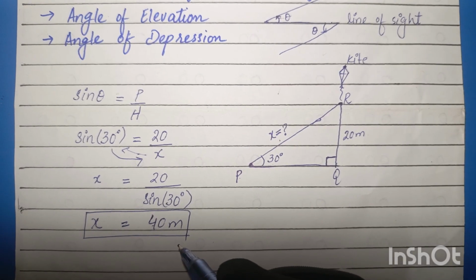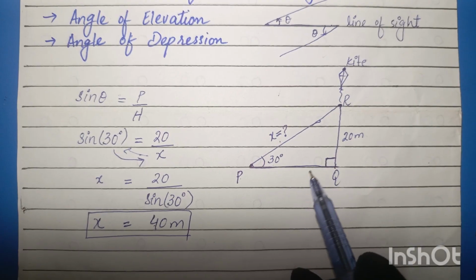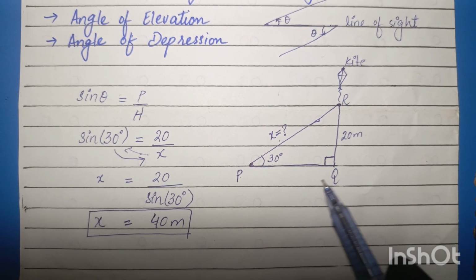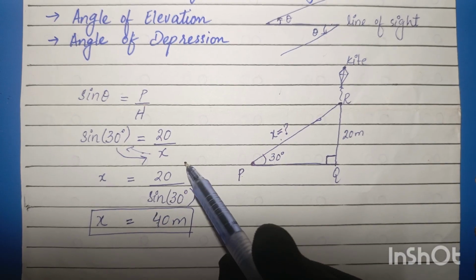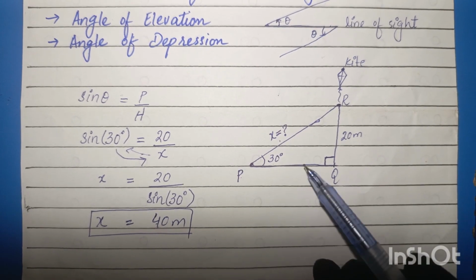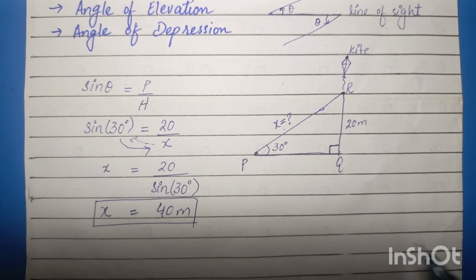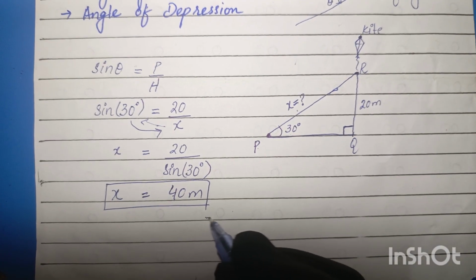So that's how we can use trigonometry in our daily life to find the solution of our problems, by using the trigonometric ratios and the angle of elevation or angle of depression. Here we have to end our lecture.